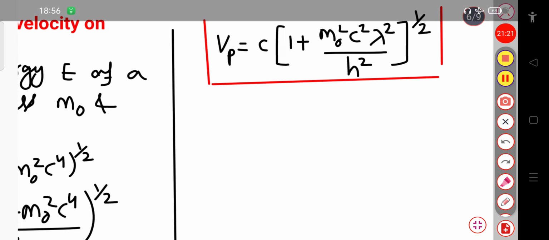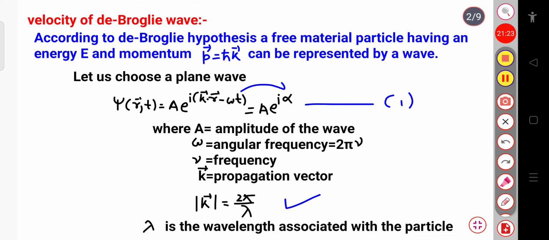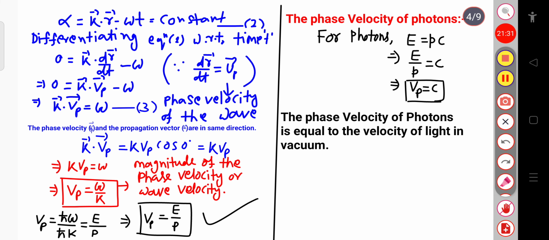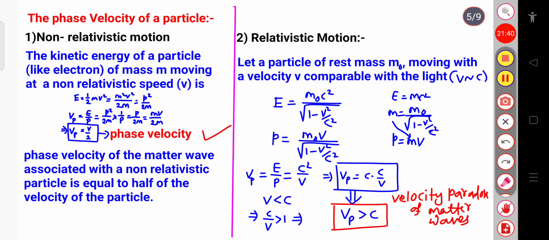Hence we have calculated the velocity of the de Broglie wave, where lambda equals h by p, and the de Broglie wave velocity, that is the phase velocity, is omega by k, equal to E by p. We calculated the phase velocity for the non-relativistic motion, and for the relativistic motion the phase velocity is greater than c. So the difference between the non-relativistic and relativistic motion phase velocity gives rise to the velocity paradox of the matter waves.